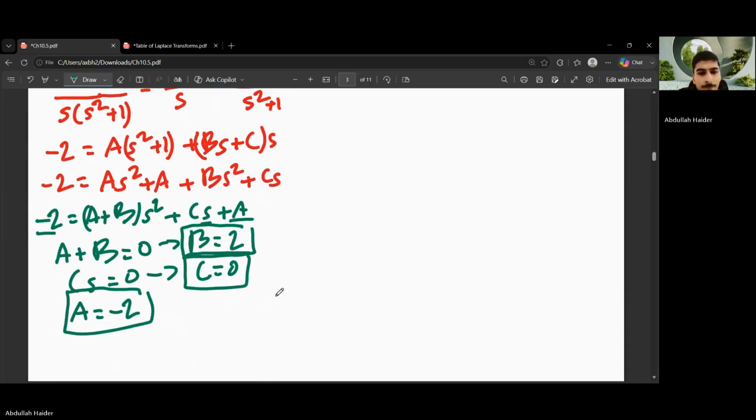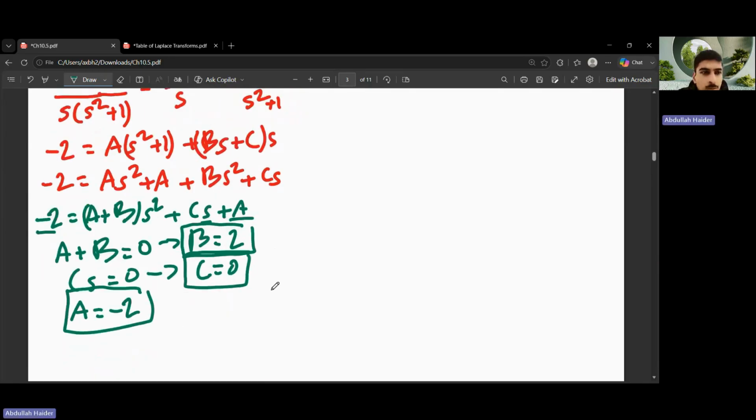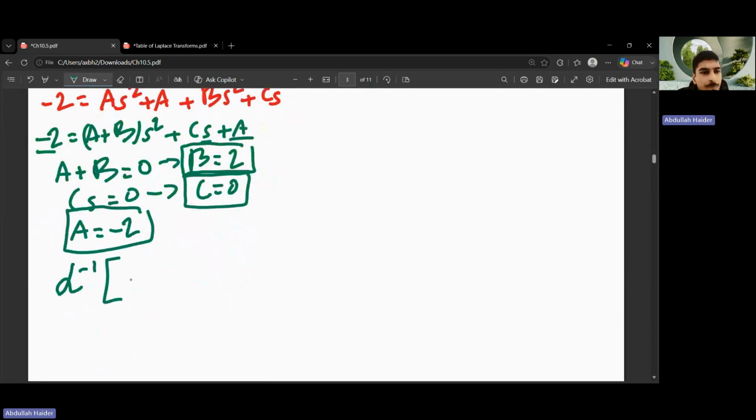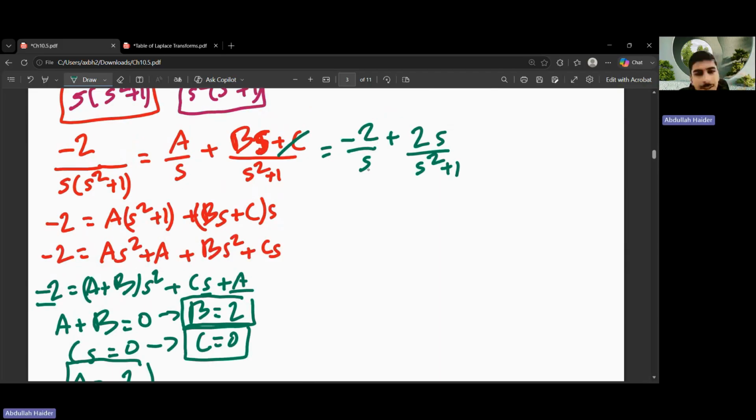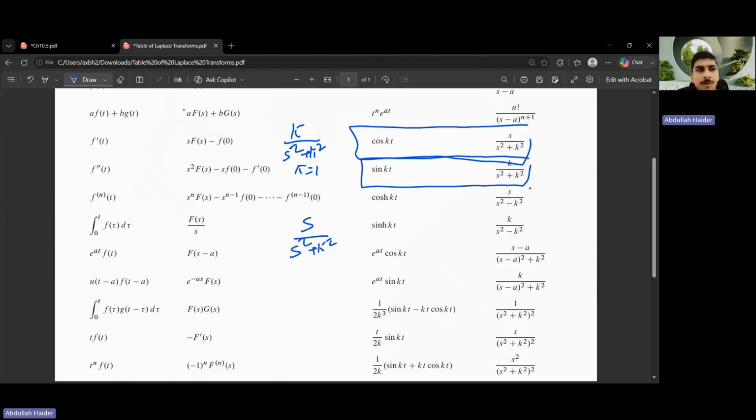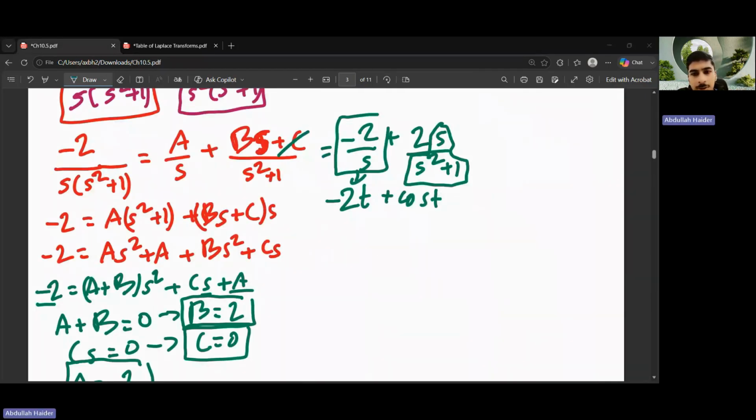So the Laplace inverse of this, let me write it here, will be equal to minus 2 over s, C is 0, plus Bs, so 2s over s squared plus 1. Now the Laplace inverse should be easy. Laplace inverse of 1 over s is t, so this thing will give you minus 2t. And s over s squared plus 1, you should know it by now, is cosine t. So minus 2t plus cosine t.